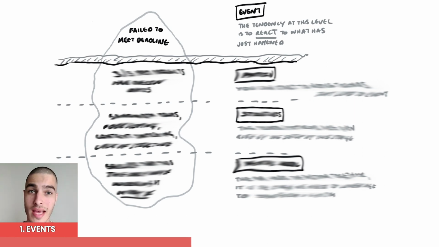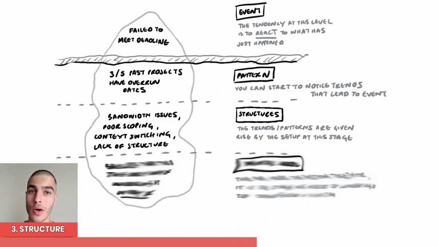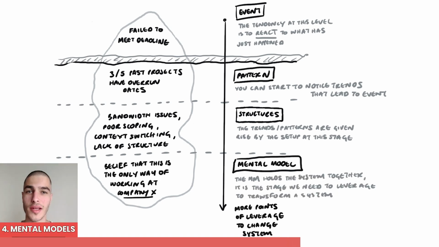Events, as in what is happening right now. Patterns, or what has been happening over time. Structure, or what is it that influences these patterns. And finally, we have mental models. What values, beliefs, and assumptions shape the system?